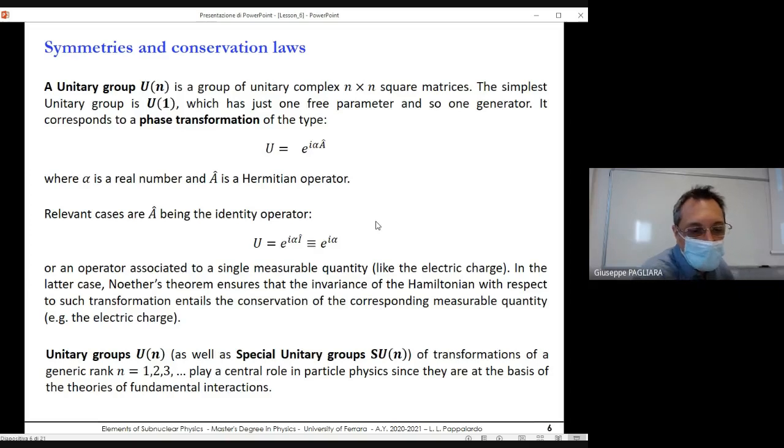Now, unitary groups, as well as special unitary groups that will be studied next in the course, SU(N) transformations, of a generic rank, could be 1, 2, 3, whatever, are extremely important for our scope because they play a central role in particle physics, since they are the basis of the theories of fundamental interactions, as we will see. Okay.